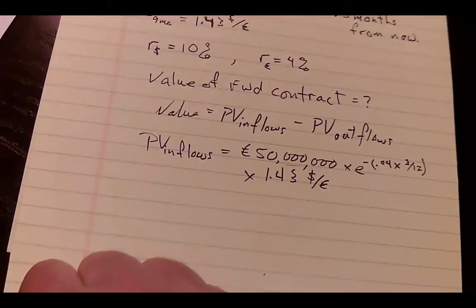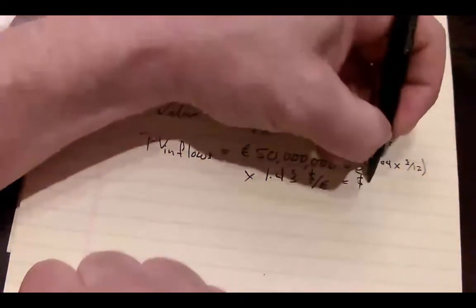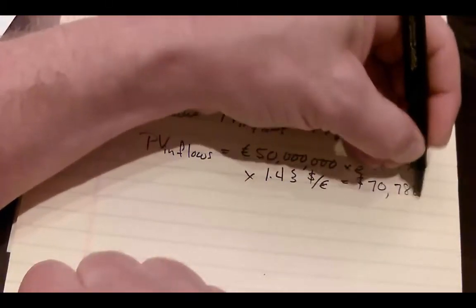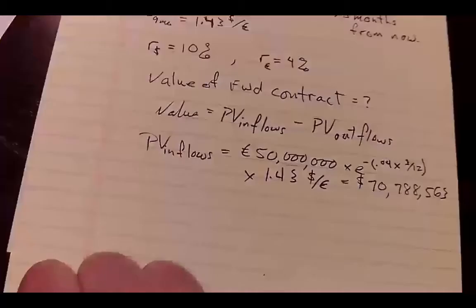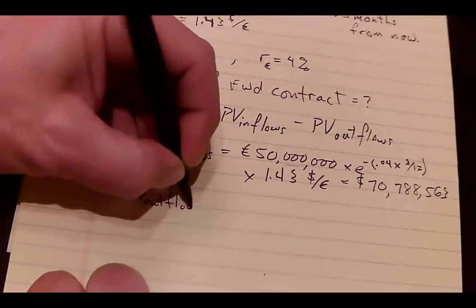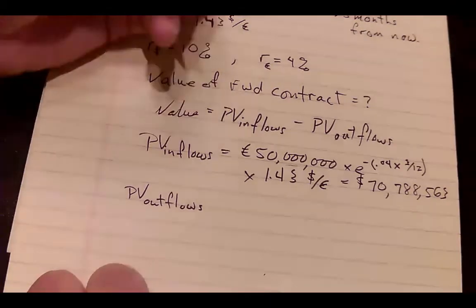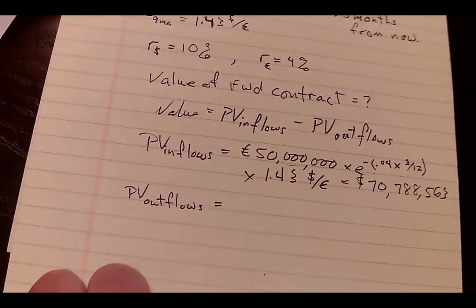When you do that, we get 70,788,563. So there's your inflows right there. Now we need to find the present value of outflows. Of course, we're paying dollars to receive euros. We bought euros forward, so we're receiving what we bought, euros, and we're paying the other currency, which is dollars. So how many dollars do we have to pay?